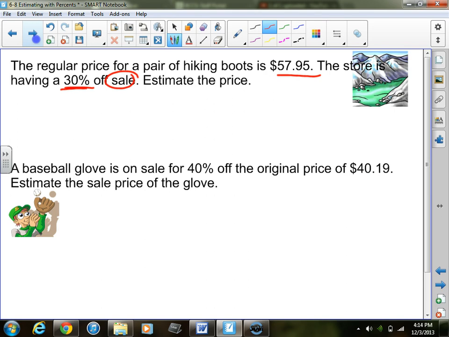So first of all, I need to find 30% of $57.95. Now, $57.95, that is a very scary number. Let's make it easier by just saying 60. That's nice and easy. So what I'm going to do is 60 times 30%, or 0.3, multiply that out. That's going to be 180. And I go 1, 2 decimal places, so my decimal place is going to be right there. So 30% of 60 is going to equal $18.